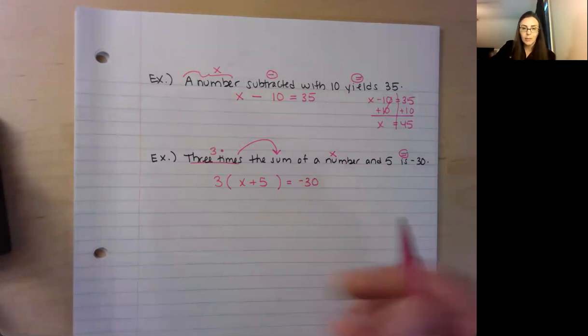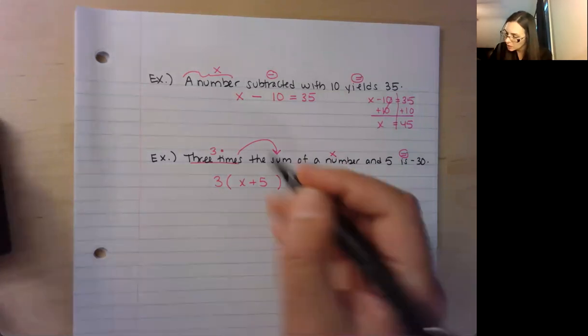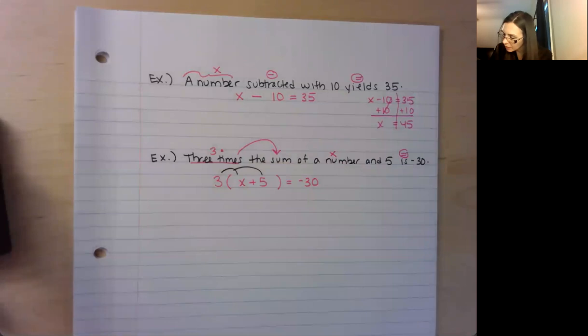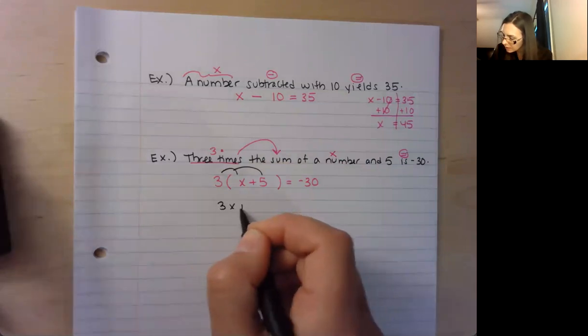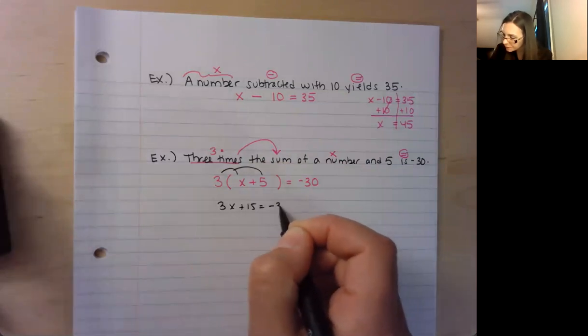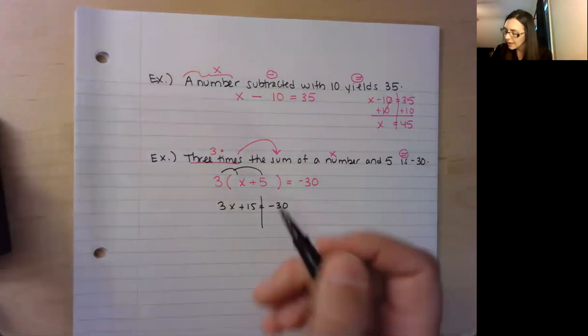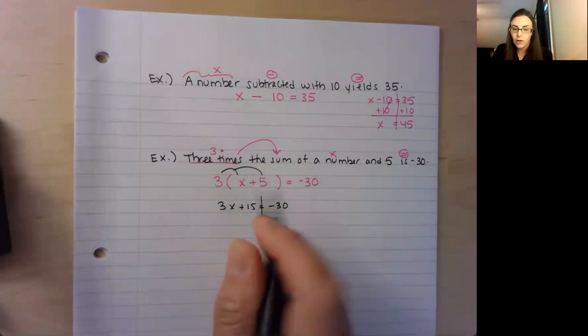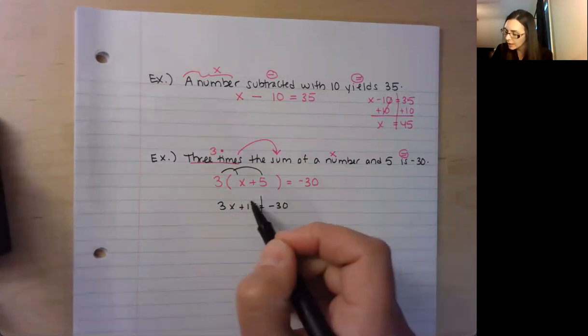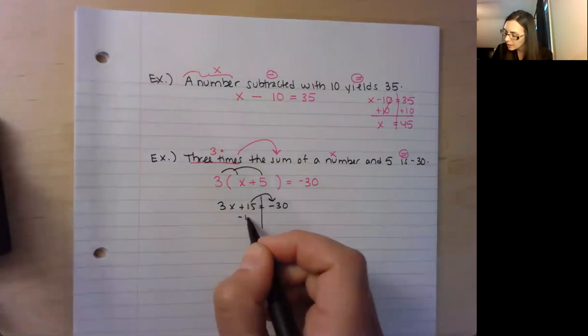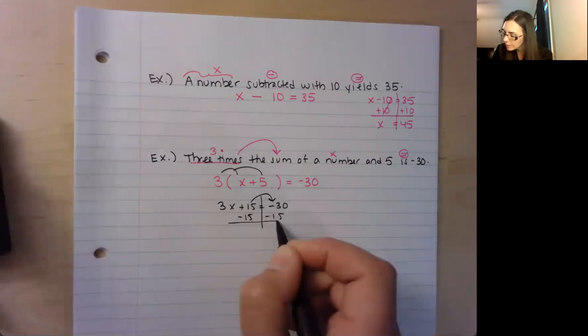Now, if we want to solve this one, I'm just going to solve it right here this time. I'm just going to distribute that 3 throughout. So I'd have 3x plus 15 equals -30. Now, there isn't anything to simplify on each side, but I do need to get the x by itself. So since my x's are already on the left, I'm going to bring my numbers to the right. So this plus 15 becomes a -15.